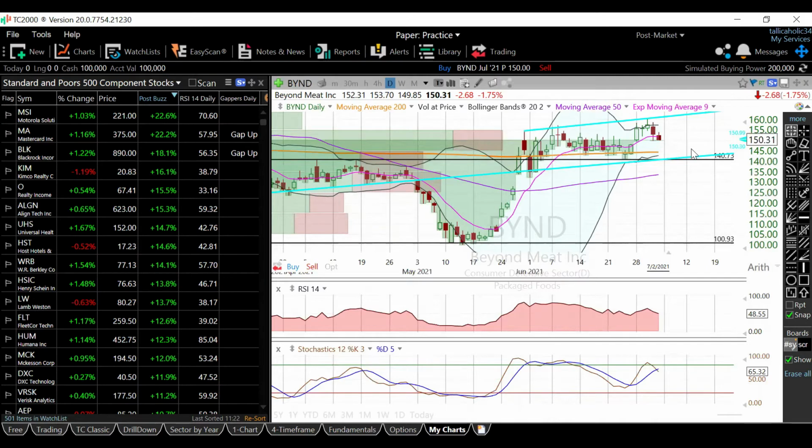Well, I wouldn't say that. I wouldn't be surprised if we come down here and then touch the 140s and then kind of reset the RSI, reset the stochastics, and then boom, work our way higher.